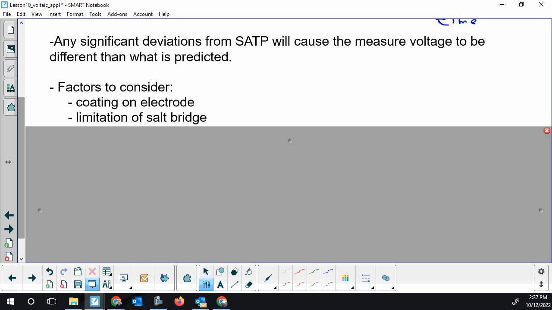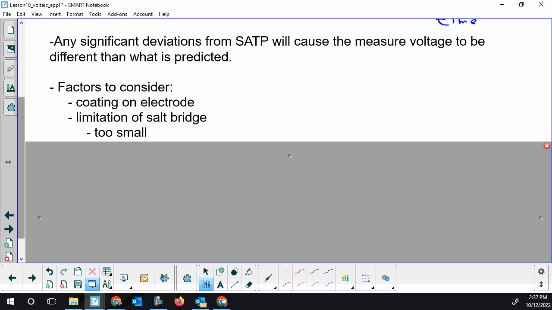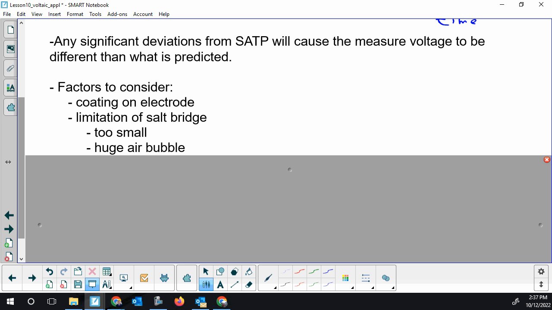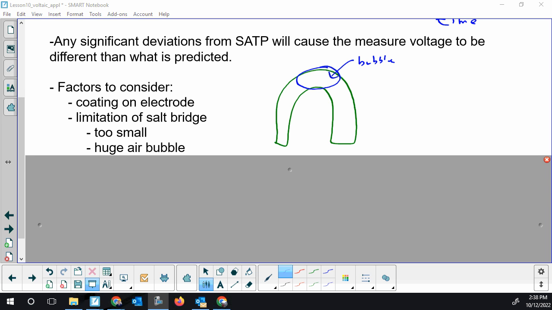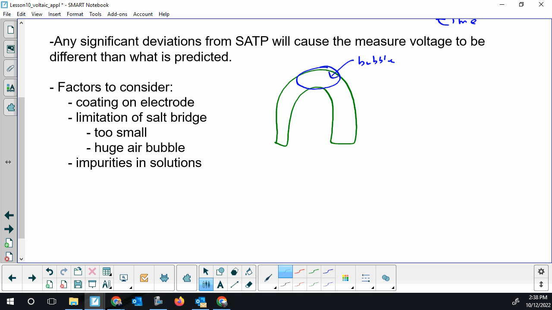Okay. Your salt bridge is essential to running a voltaic cell. So if your salt bridge was 1 millimeter in inside diameter, you may not have a good enough flow of ions. Or if you had a huge air bubble and your salt bridge was blocked, no ions can get across. Okay. I was checking, I didn't see anybody when they did their lab having huge bubbles in that salt bridge. Last thing is impurities in solutions can cause some deviation to what you would expect. A standard cell with silver assumes you have pure silver. You don't have anything else inside it.